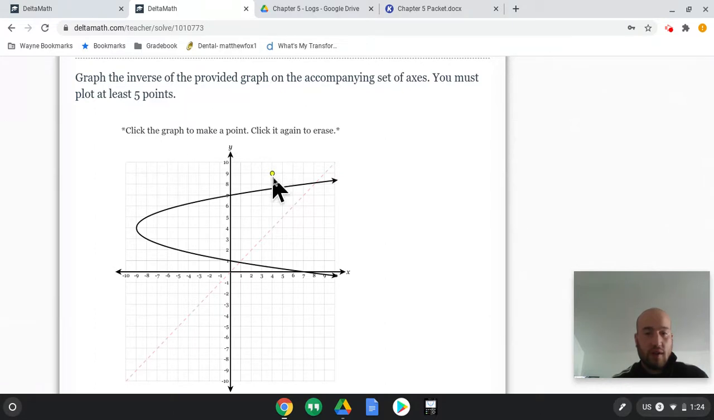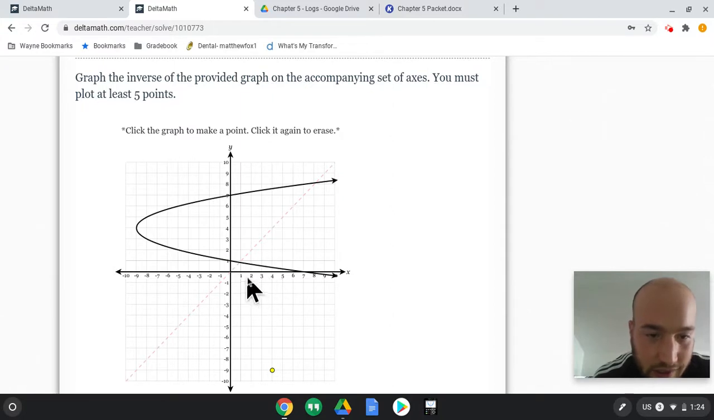So for example, I can click here. If I decide I don't want that, I can click it and it disappears. Also, you'll notice this line, y equals x, it should reflect over that. So all we have to do is, I recommend, hover with your mouse. Maybe the vertex is a good spot to start. It matches up right there at negative 9, 4. So if we switch that, it'd be at 4, negative 9.